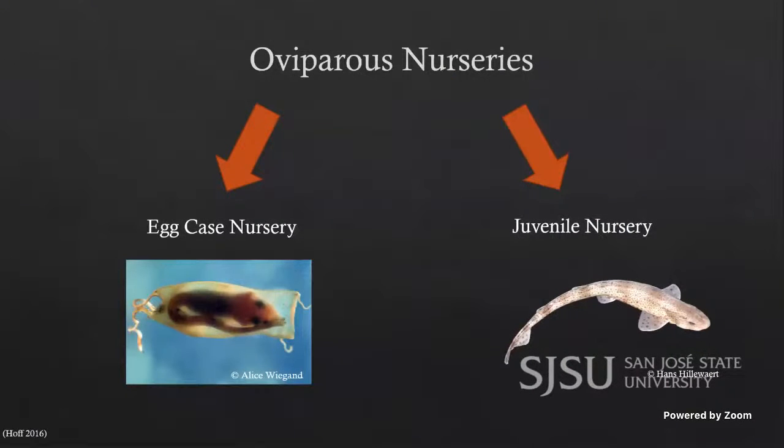In 2016, Hoff was examining skate nurseries within the Bering Sea, and he was looking at the potential use of more than one nursery. He proposed that they're partitioned into two separate nursery locations, each with their own set of criteria, and that would be an egg case nursery and a juvenile nursery.